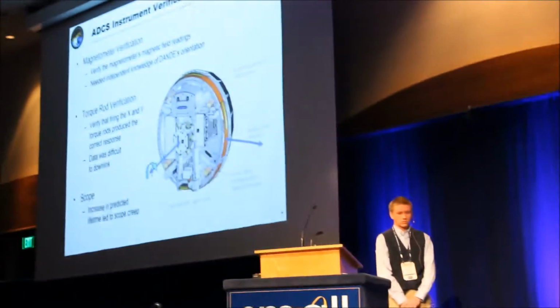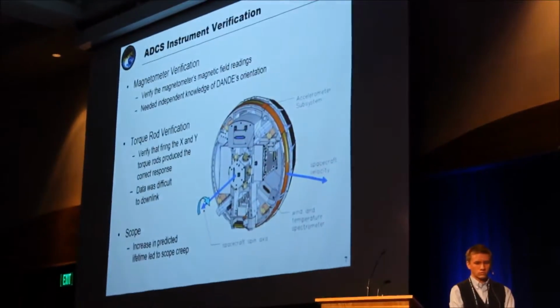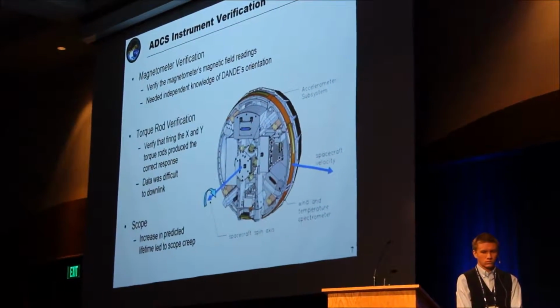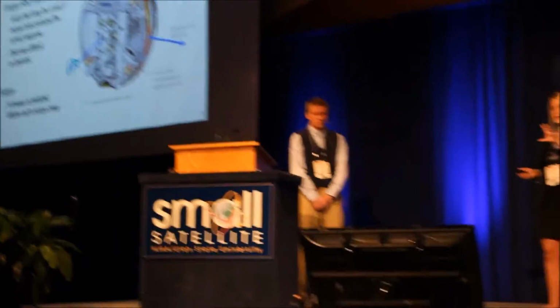Next slide. So after we separated, we moved on to our ADCS instrument verification. Just to reiterate the importance of DANDE's orientation, we have the ideal attitude shown with the velocity vector aligned with the body y-axis. Our main science instrument takes our data out of that velocity vector, so we want to make sure that we're going correctly and we're aligned correctly.